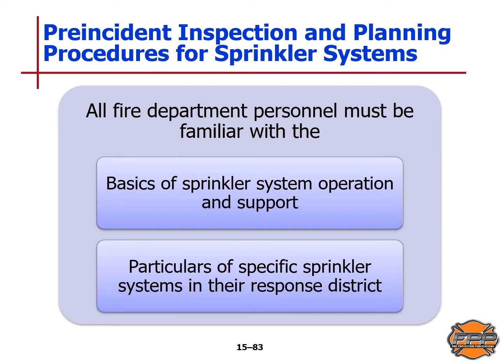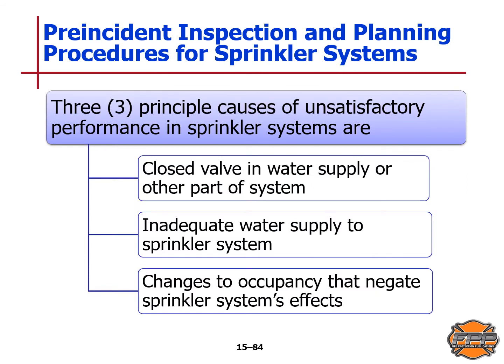All fire department personnel must be familiar with the basics of sprinkler system operation and support and the particulars of specific sprinkler systems in their response district. There are 3 principal causes of unsatisfactory performance in sprinkler systems. You have a closed valve in the water supply or other part of the system, an inadequate water supply to the sprinkler system, or changes to the occupancy that negate the sprinkler system's effects.